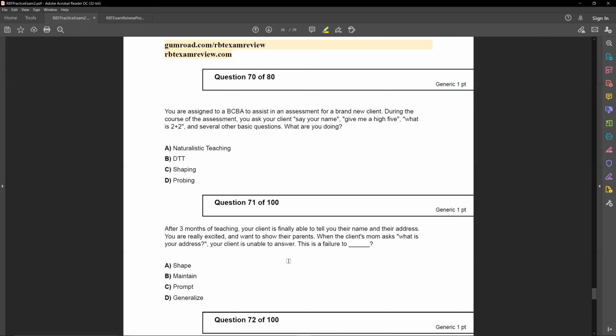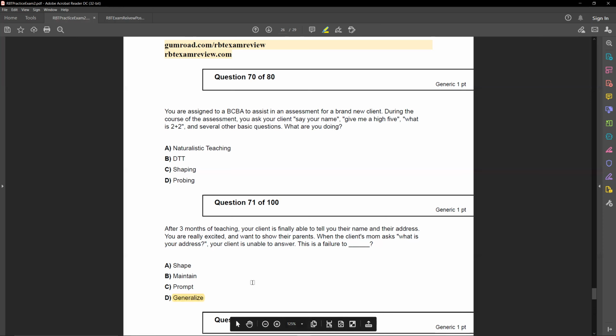Generalization is when they're performing the skill out of the untrained environment, right? So what's happening in this scenario? Well, you're the person who taught them the skill. And now what do they need to do? They need to perform it in front of somebody else in an untrained environment. And they can't do it. Therefore, this is a failure to generalize.